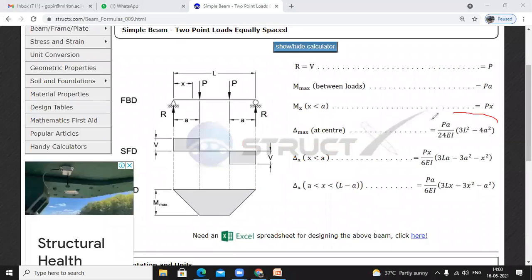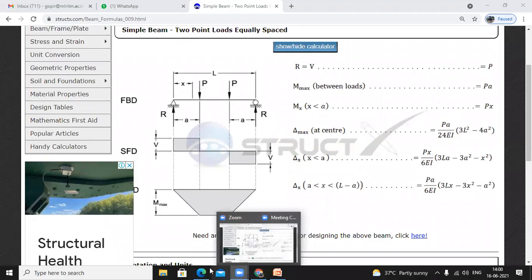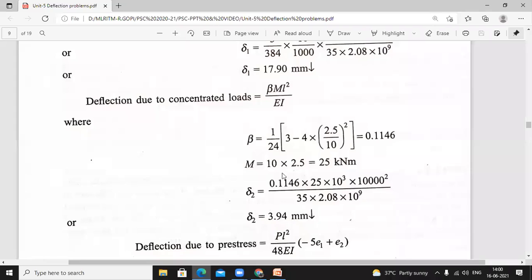Okay. So P into A divided by 24 EA into 3L square minus 4A square. Okay, students, if you substitute that, you can directly get the same answer. That means 3.94 downward. So we calculated self-weight deflection and live load deflection. And what is the balanced one?